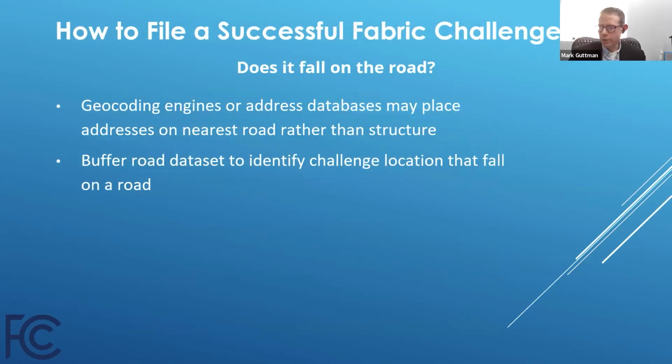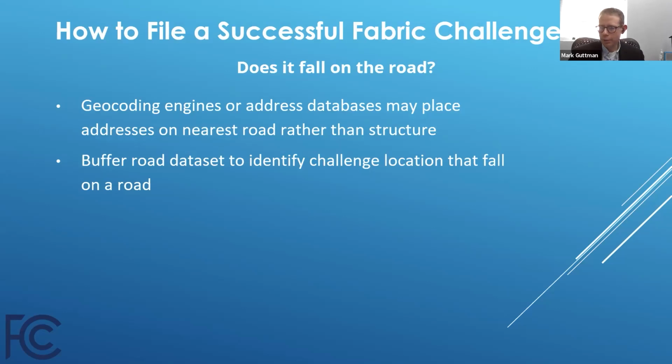So the first question to ask is if you find a portion of your challenge data landing on or near the center line of the road rather than on a structure. These challenges are typically not successful. In some cases, challenge data that are sourced from street address geocoders will place locations on or closely to a road.